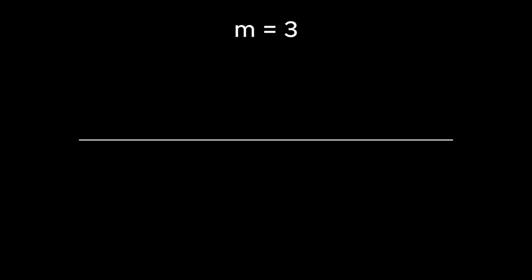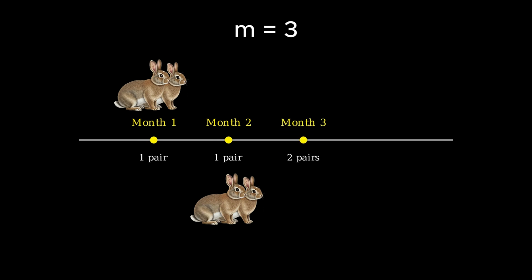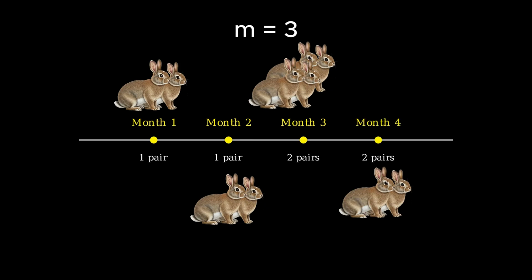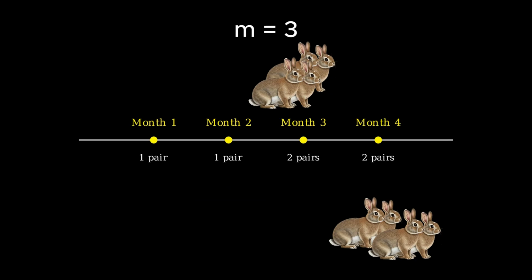Let me paint you a picture. Imagine m equals 3, so rabbits live for 3 months. This means each pair can only reproduce twice before dying. Month 1, we start with 1 pair of babies. Month 2, that pair matures, so we still have 1 pair. Month 3, first reproduction occurs, so we have 1 adult pair plus 1 baby pair, which equals 2 pairs. Month 4, here's where it gets interesting. The original pair dies because they've lived 3 months, but we have new offspring, so we have 2 pairs total.